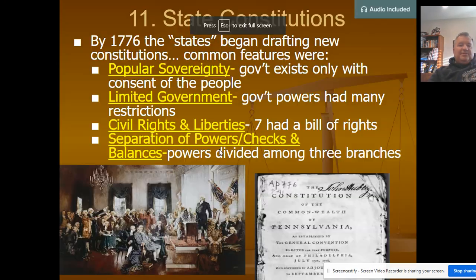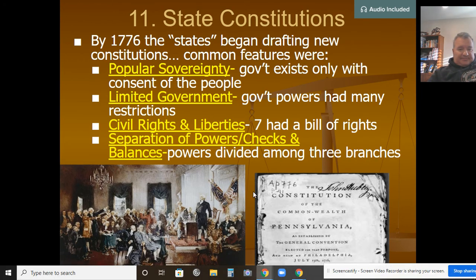And I'll give you time to complete the quiz. Here you have a famous artwork. The Constitution's being ratified. There's the Constitution of the Commonwealth of Pennsylvania. Looks like April 1776. Some of these things are written in by hand. Very fancy writing.